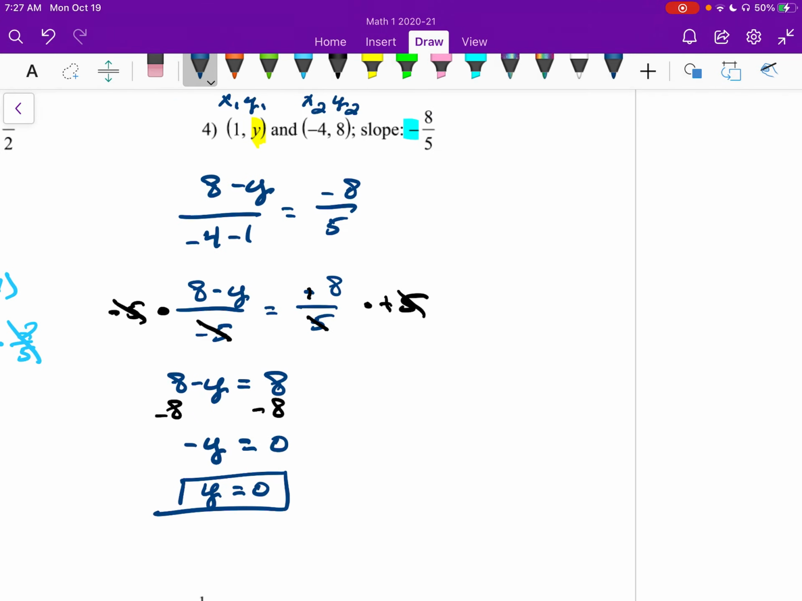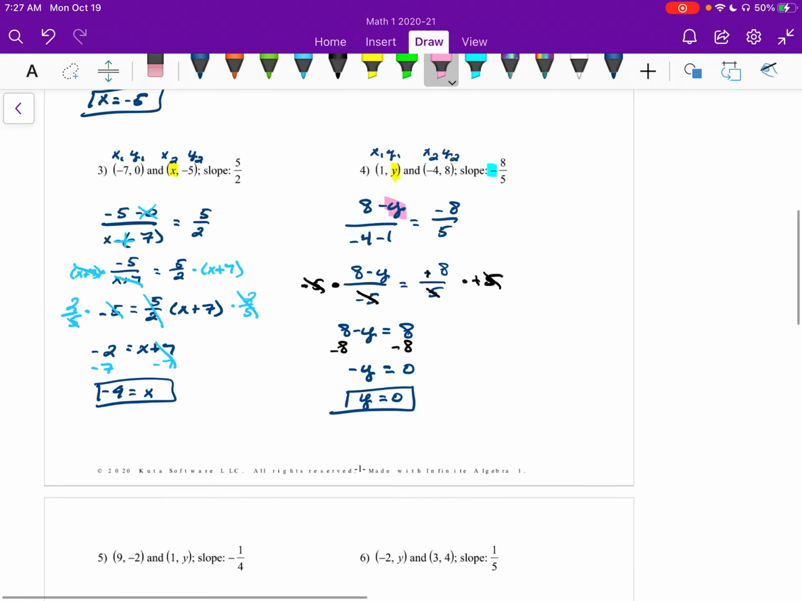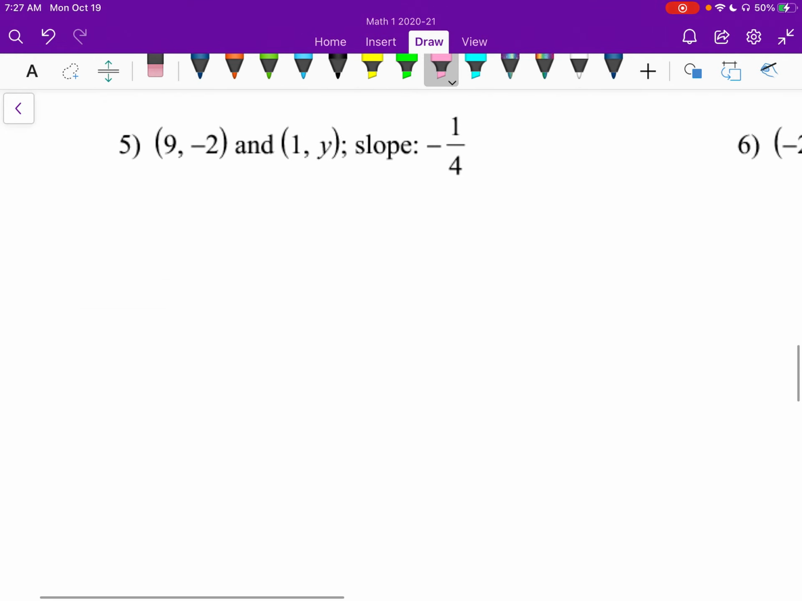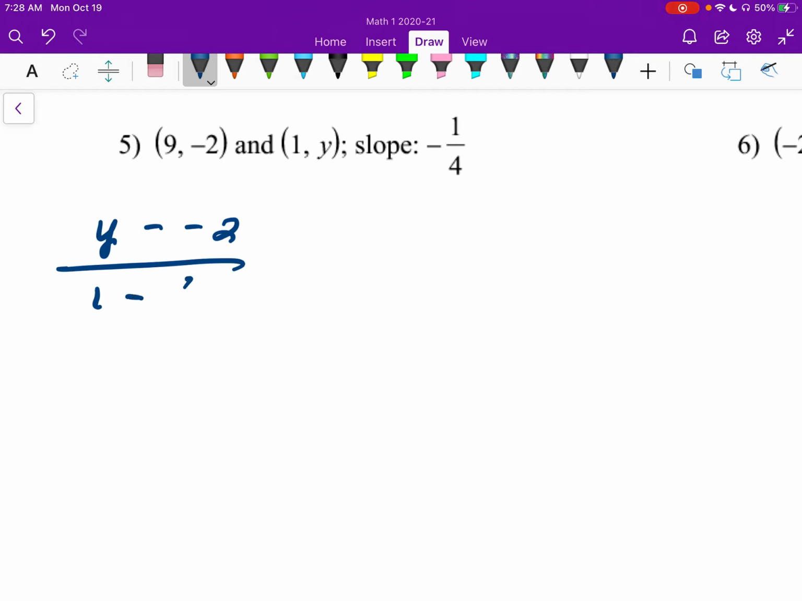And there we are. So the big difference there was that whenever we have a y as our variable, it's going to be in the top, and I think that makes the problem a little bit easier. All right, that's number 4. Number 5, yay, another one that has a y in the top. So I'm going to do this one without labeling my points, like with the x1 and the y1 thing. If you want to keep doing that, you're welcome to, but I'm going to try to do it without it. So I'm going to have y minus negative 2 over 1 minus 9 equals negative 1 over 4.